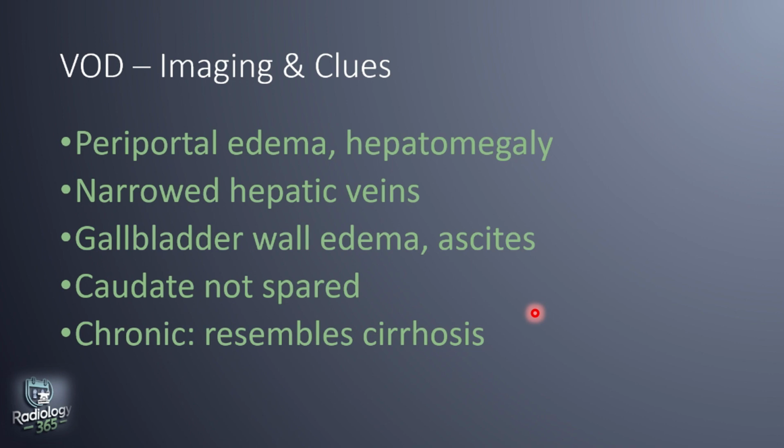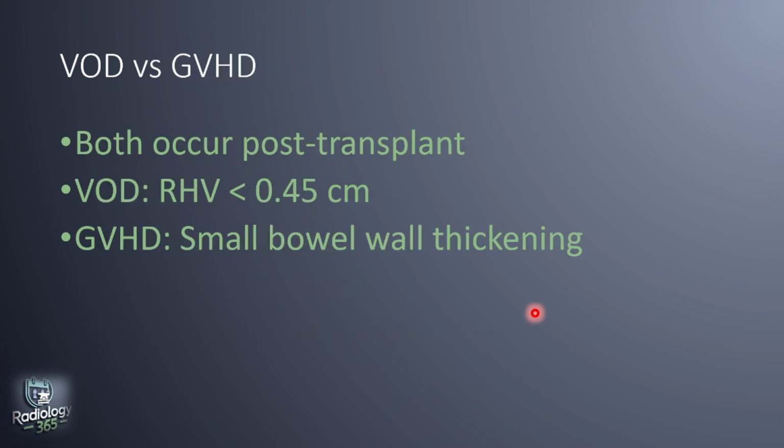As veno-occlusive disease progresses, the liver can start to resemble cirrhosis again, as chronic liver disease appearance is still the same. If you are evaluating a post-transplant patient and you are unsure whether it's veno-occlusive disease or graft versus host disease, here's a clue. If the right hepatic vein is small, less than 0.45, like I said, it's likely pointing more towards veno-occlusive disease. But then if you have small bowel wall thickening, then graft versus host disease is more likely.